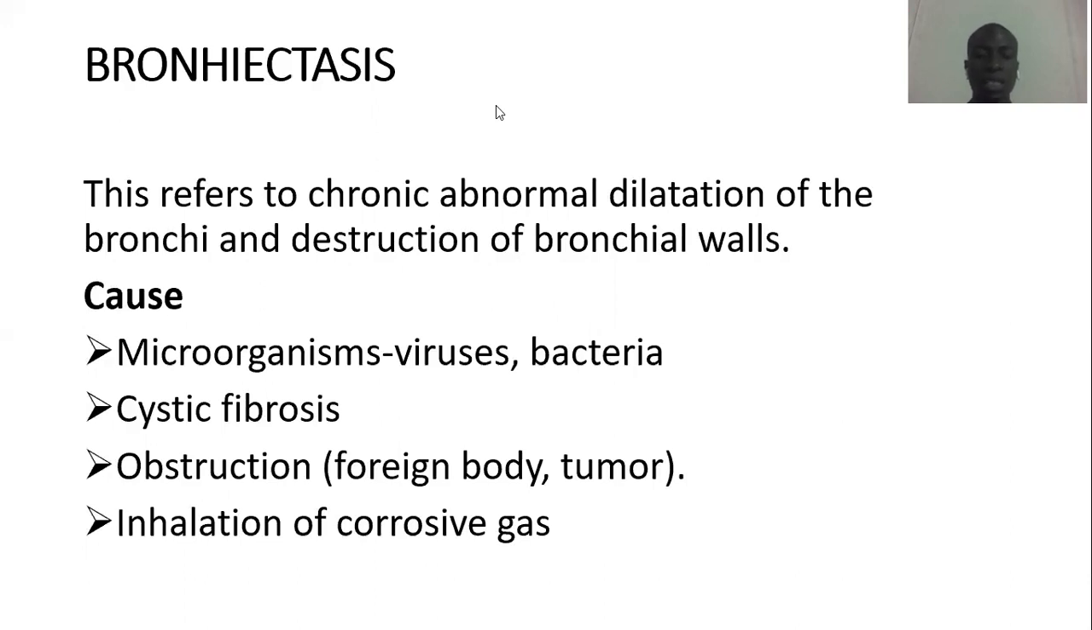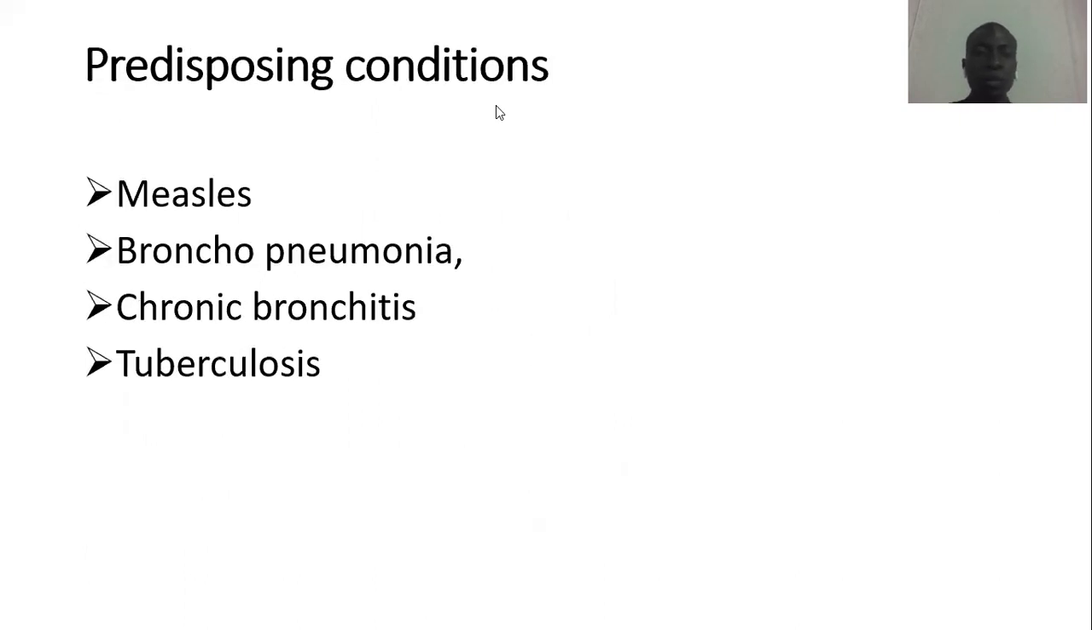Causes are microorganisms such as viruses and bacteria, cystic fibrosis, obstruction by foreign body, trauma, and inhalation of corrosive gas. If somebody inhales corrosive gas, it can cause chronic abnormal dilatation of the bronchi and destruction of the bronchial wall. Predisposing factors are measles, chronic bronchopneumonia, chronic bronchitis, and also tuberculosis.